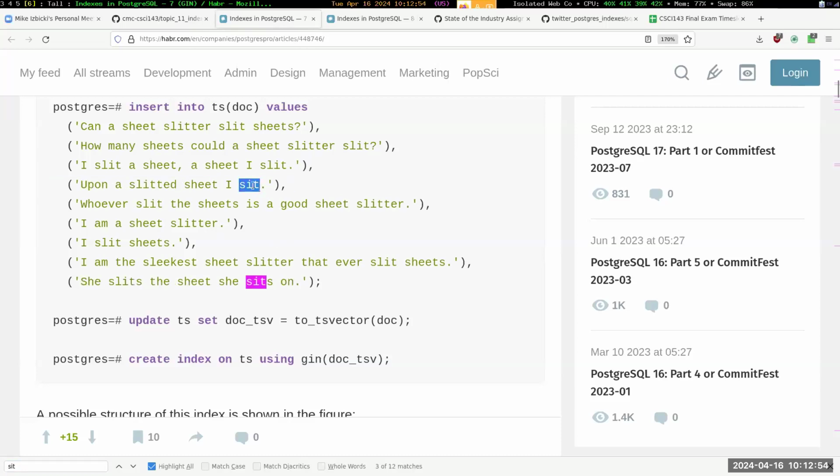This one literally contains the word sit. This one contains the word sits, plural, but after the stemming operation, the plural S is removed. We get the root word sit, and only the root word sit is stored inside of our GIN index because only the root word sit is stored inside of our TS vector. And so that's why both of these 2 lines match the word sit.